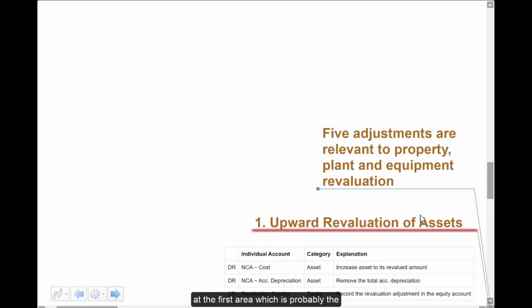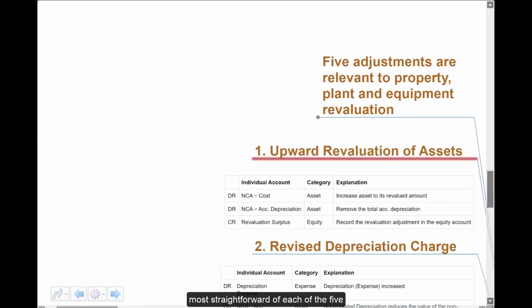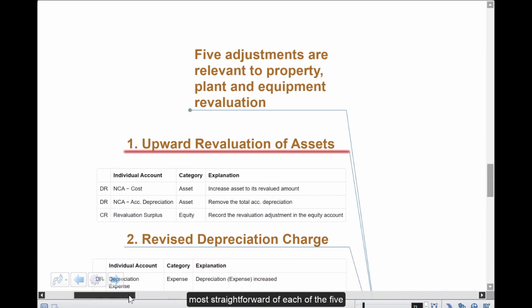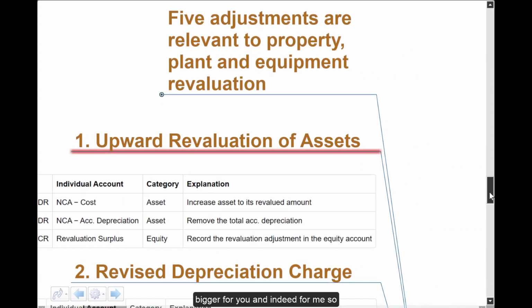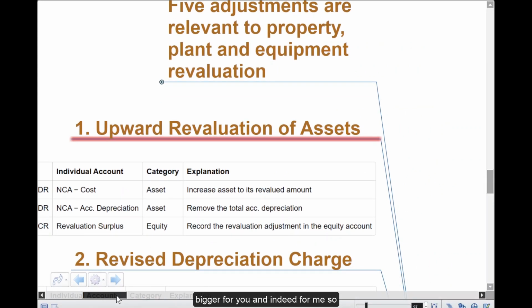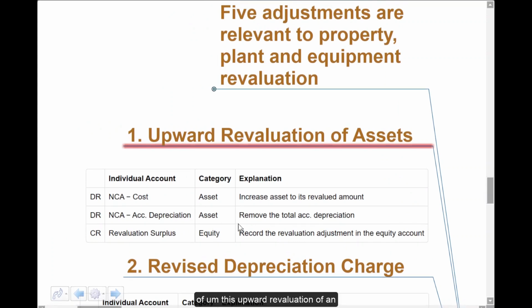Let's look at the first area, which is probably the most straightforward of each of the 5. I'm just going to make this slightly bigger for you, and indeed for me. So we're talking here in the first instance of this upward revaluation of an asset. So we've decided, and indeed we've been given, professional advice in some way, shape or form, that a particular asset, let's say a building, is to be revalued upwards by 1 million.